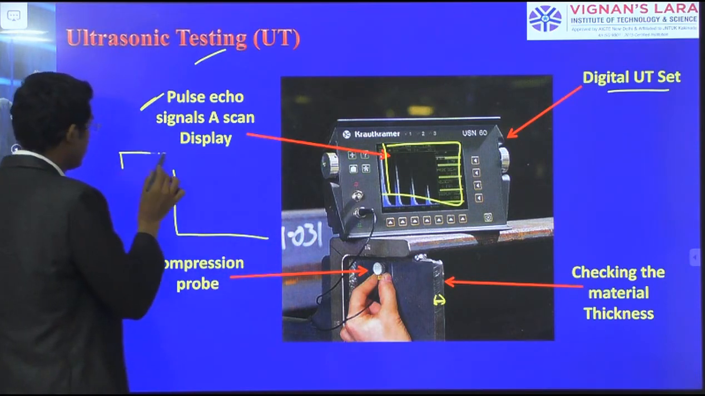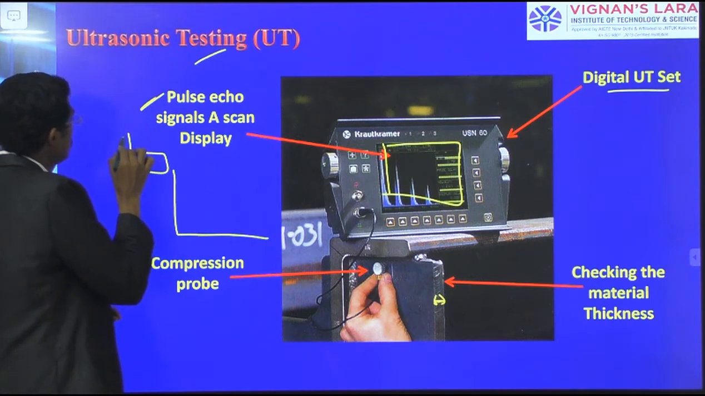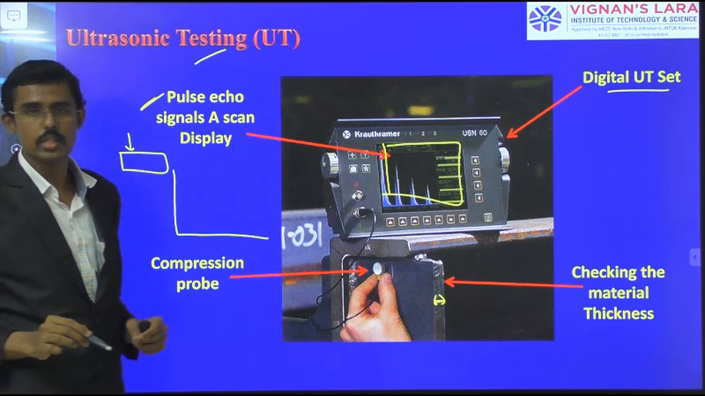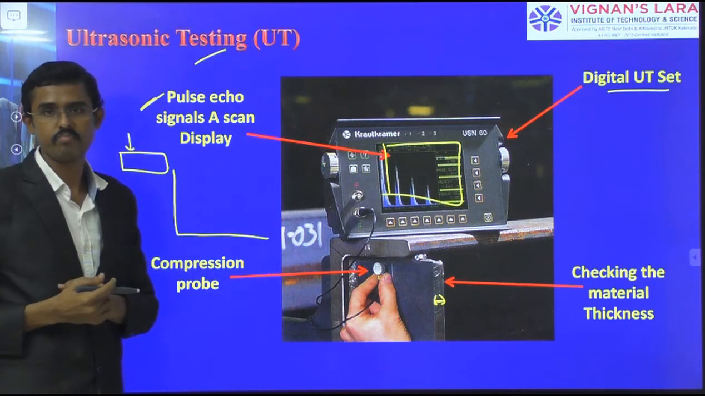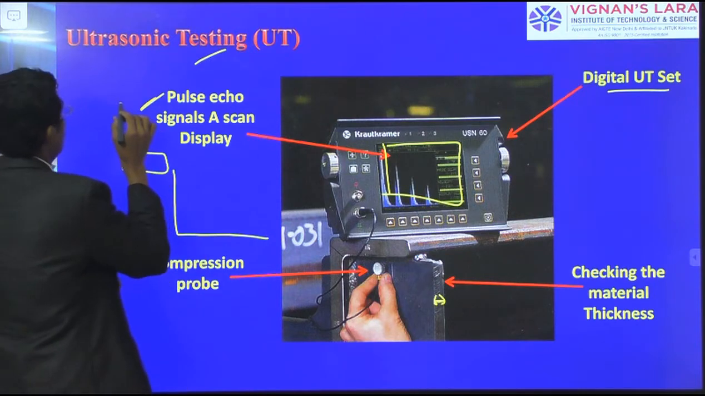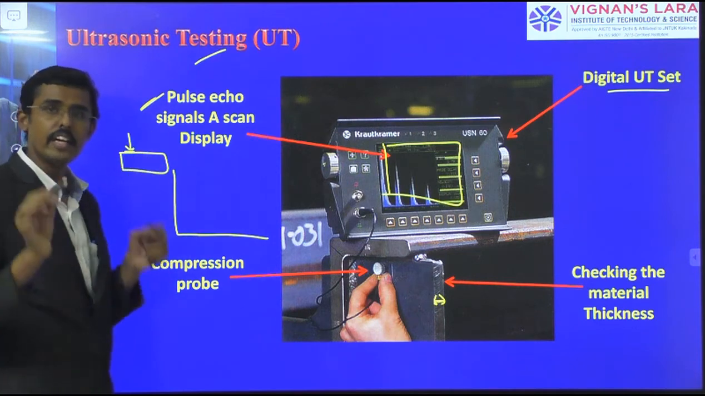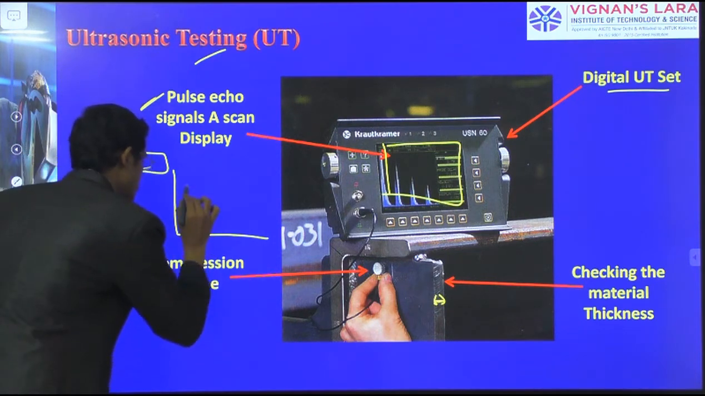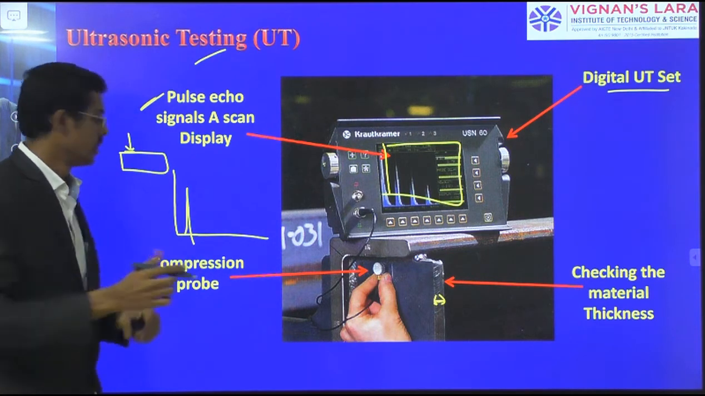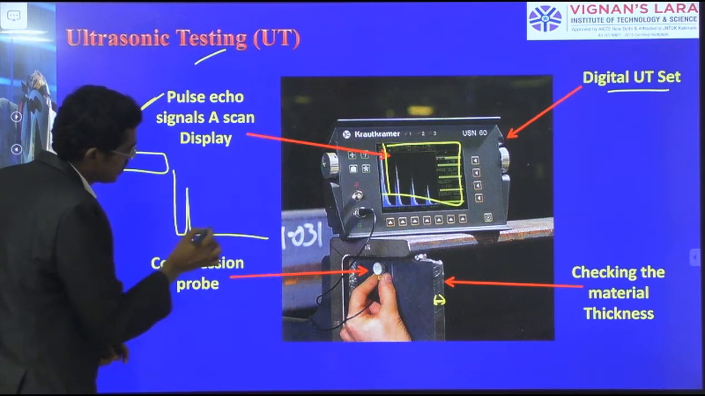I have taken a plate of a certain thickness, and I am passing ultrasonic waves through it using a piezoelectric crystal. So what happens when it hits the first surface? I am naming this the first pulse. This is represented as the total thickness of the specimen.